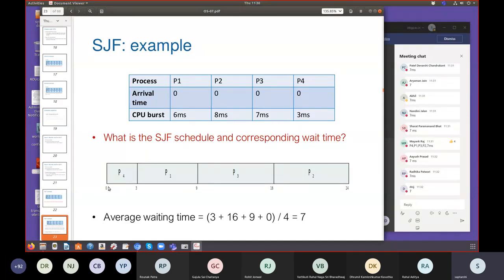So what is the average waiting time? For P4 it is 0. For P1 it is 3. For P3 it is 9. And for P2 it's 16. This is because all the processes arrived at the same time, which is 0. So this is the SJF schedule, shortest job first schedule, and the corresponding waiting times. If you have any questions or doubts, then please write here.